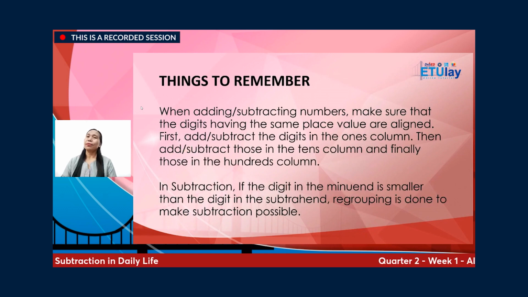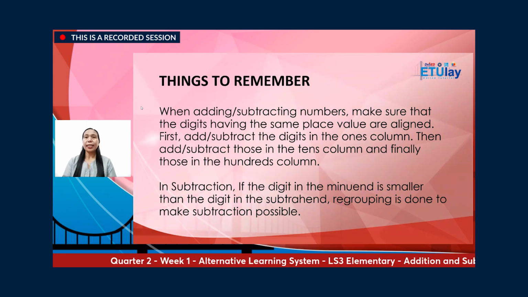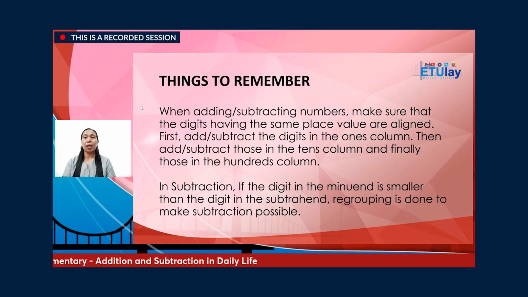Now let's have things to remember before we proceed to our topic for today. When adding and subtracting numbers, make sure that the digits having the same place value are aligned. First, add or subtract the digits in the ones column. Then, those in the hundreds column. In subtraction, if the digit in the minuend is smaller than the digit in the subtrahend, regrouping is done to make subtraction possible.